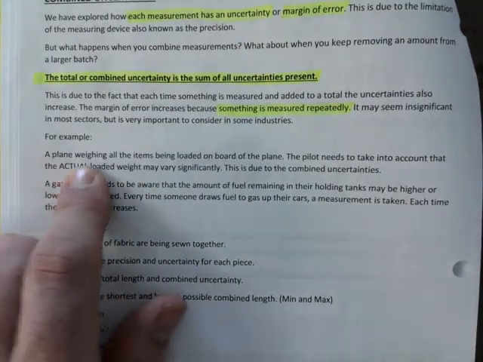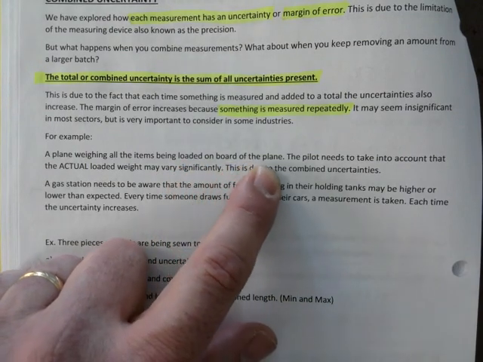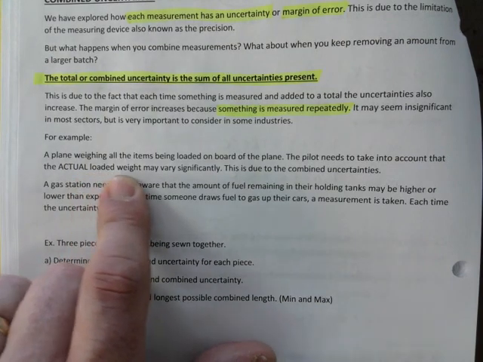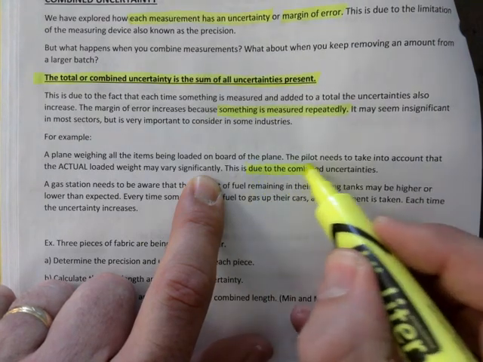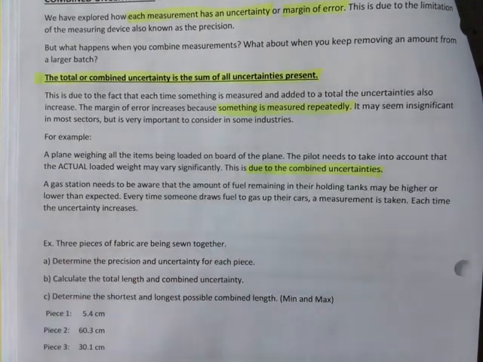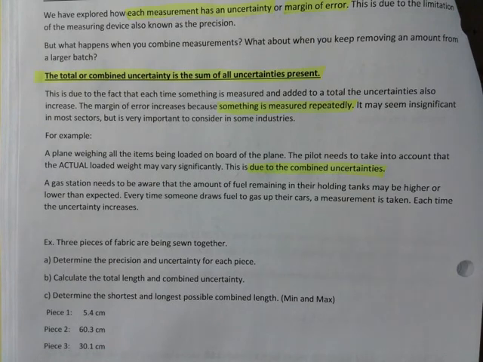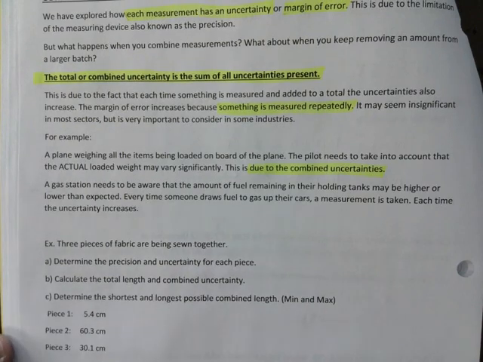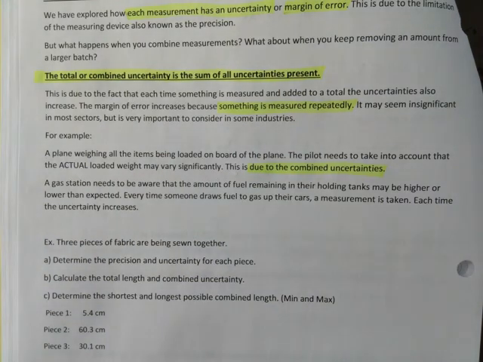So for example, with a plane, weighing all the items being loaded, the pilot needs to take into account that the actual loaded weight may vary significantly. And this is due to the combined uncertainties again. Most of us have traveled at some point, and you bring your luggage, and you hope that it's not going to be overweight. So they weigh it, and then they send it down the belt, and it goes into the plane. Every time that the attendant weighs your baggage, there's some uncertainty. That scale has some limitation, and that keeps on combining.